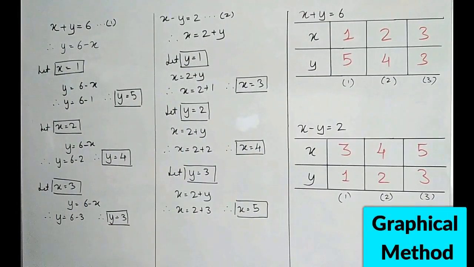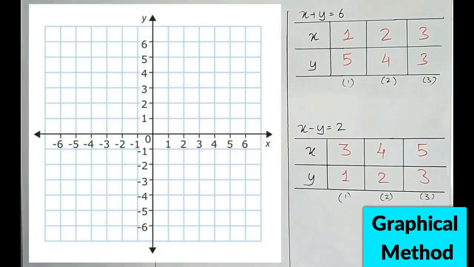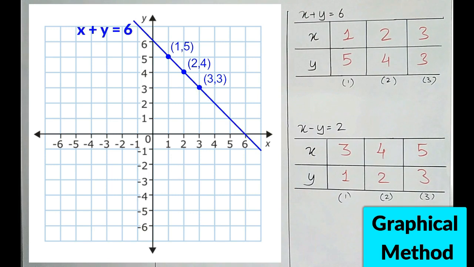So now let us plot these coordinates on a graph. Take a graph paper, draw the x and y axes. After that, we will start by plotting the coordinates for the first equation, that is x plus y is equal to 6. The first coordinate, x is 1, y is 5. Second coordinate, x is 2, y is 4. And third coordinate, x is 3, y is 3. So here we are getting a straight line for x plus y is equal to 6. That means it is a linear equation.